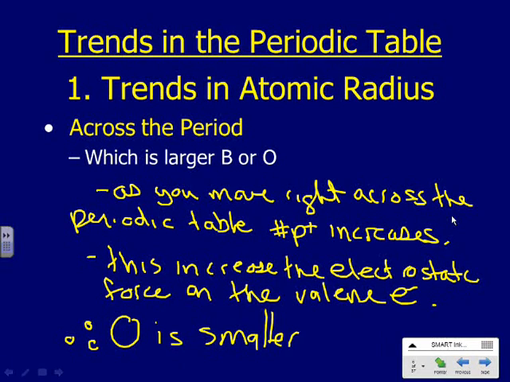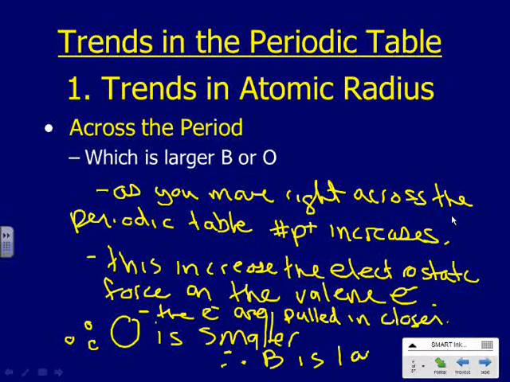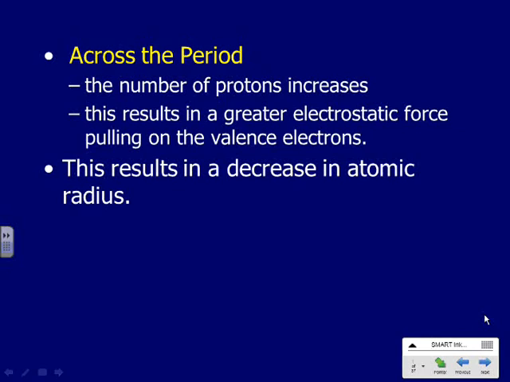I guess in here, because there's a greater force, we could say in this little spot, the electrons are pulled in closer. That's it, right? The electrons are pulled in closer, therefore oxygen is smaller. So maybe in here we should have said the electrons are pulled in closer, therefore oxygen is smaller. And if oxygen is smaller, therefore boron is larger, if the actual question is which is larger, right? This is a general statement for the change in the radius as you move across the period in a periodic table.